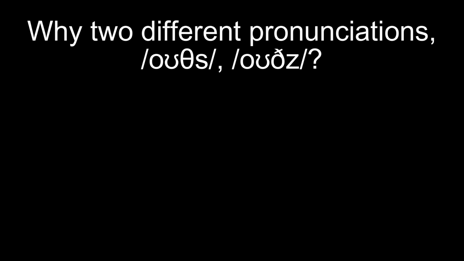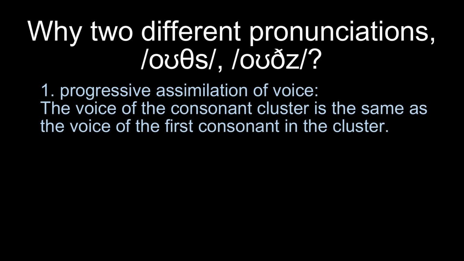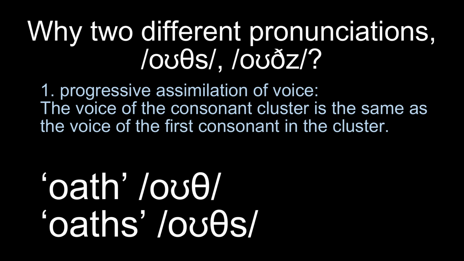There are two reasons that these words have two different pronunciations. One is the phenomenon of the progressive assimilation of voice, which means that the voice of the consonant cluster is the same as the voice of the first consonant in the cluster. So, since oath is pronounced with a voiceless th, oaths is pronounced with a voiceless ths.